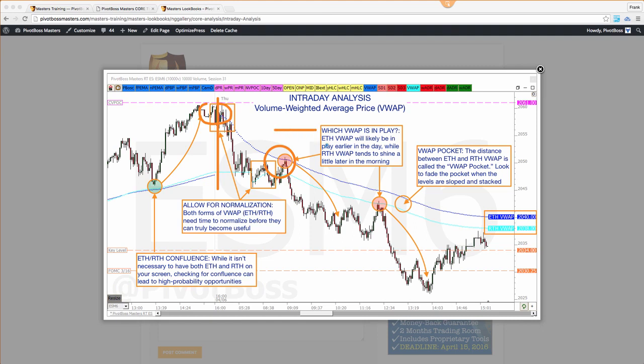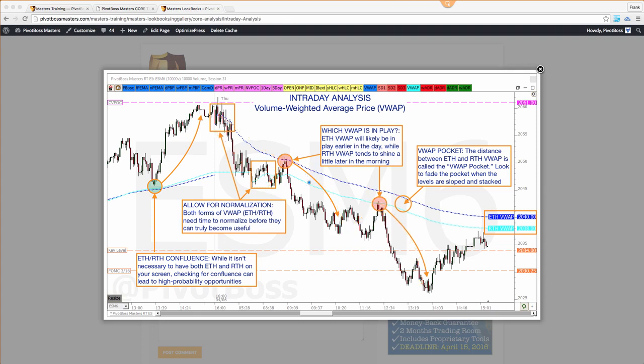So which VWAP is in play? Well, ETH VWAP will likely be in play earlier in the day, and RTH VWAP will shine later on in the morning. So here it is right here, where this one is still trying to normalize after opening, the RTH VWAP. Meanwhile, the ETH VWAP has a great slope to it with a downtrending market. The first retest offers a great selling opportunity for new lows. And then when price bounces into VWAP the next time around, it doesn't quite get to the ETH version, but does get to the RTH version. Perfect retest, and again, another sell-off to new lows.